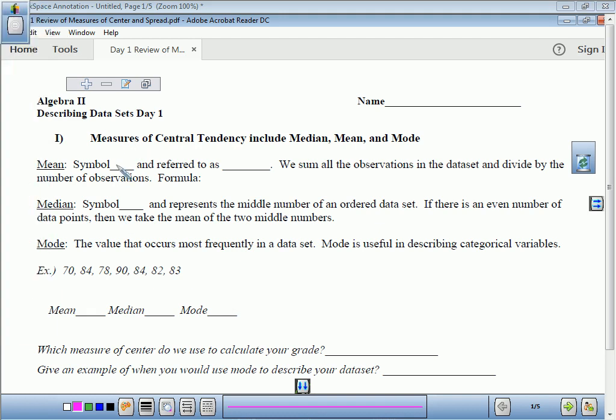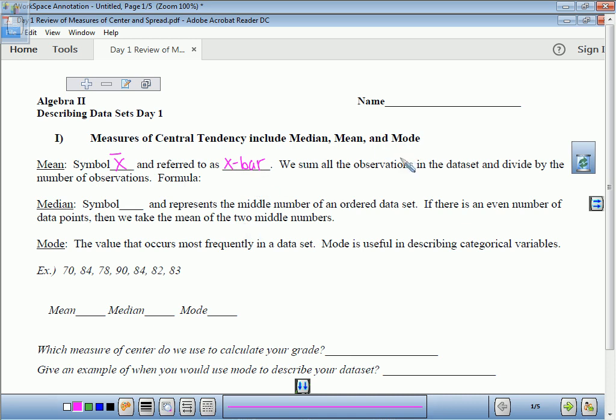What is the symbol for mean when we're talking about a sample? It's actually X bar. That symbol tells you to find the mean, and the mean is just the average of the data. So X bar is the symbol for the average of a sample.